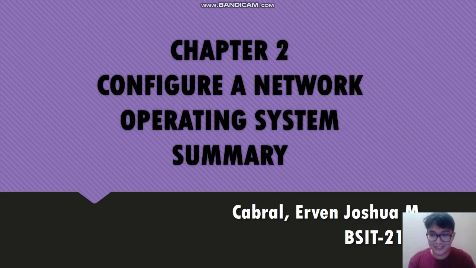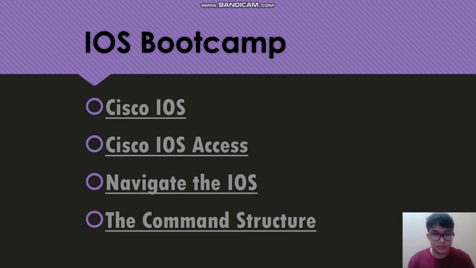This is all about the chapter 2, configure a network operating system summary. So in this video you are bound to listen for the summary of chapter 2. So operating system, it is composed of first iOS bootcamp. It's composed of Cisco iOS and Cisco iOS access, navigate the iOS, and the command structure.